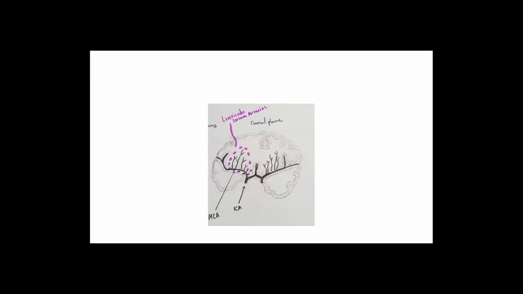And as I'd hinted before, it's affected by these smaller lenticulostriate arteries, which, as I've shown in the diagram prior, come off the middle cerebral artery and then perfuse the basal ganglia and the internal capsule, which then relays messages on to the cortex.